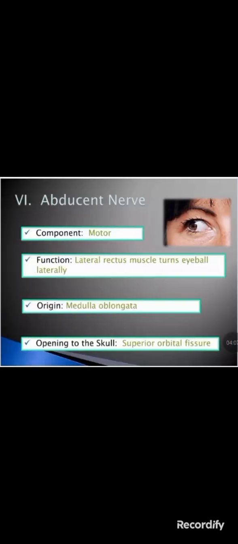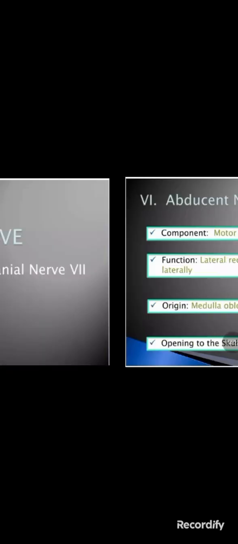Then the sixth cranial nerve is the abducens nerve. Abducens nerve is motor and its function is the lateral rectus muscle turns the eyeball laterally as shown in the figure. So origin is from the medulla oblongata. Opening to the skull is the superior orbital fissure.